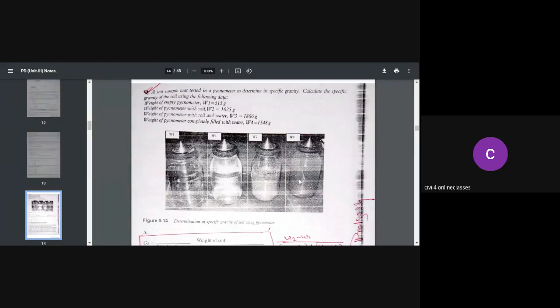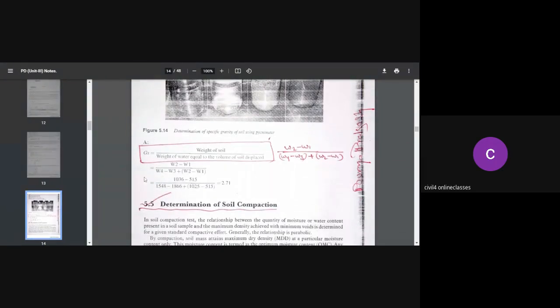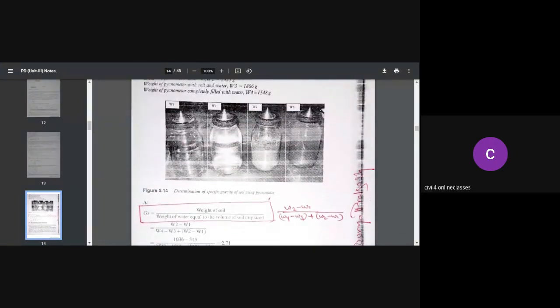Next, this one is a very simple problem. A sample was tested in a pycnometer to determine its specific gravity. Calculate the specific gravity of the soil using the following data. You already know the formula for specific gravity. It is (W2 minus W1) divided by (W4 minus W3) plus (W2 minus W1). Calculate it, you will be getting around 2.71.